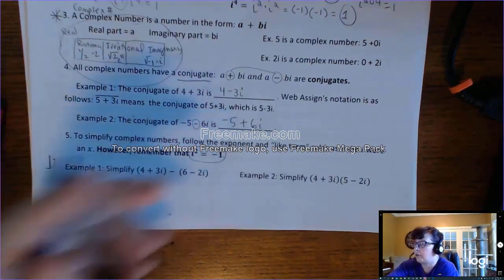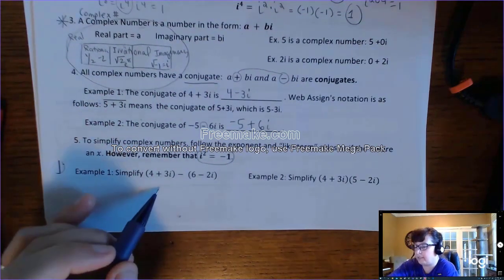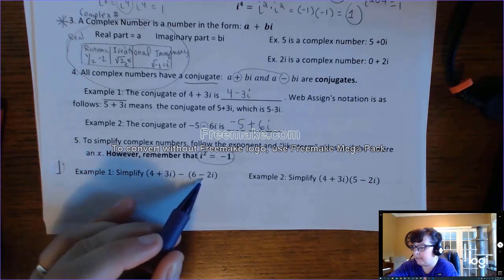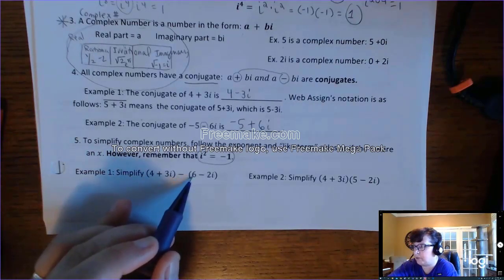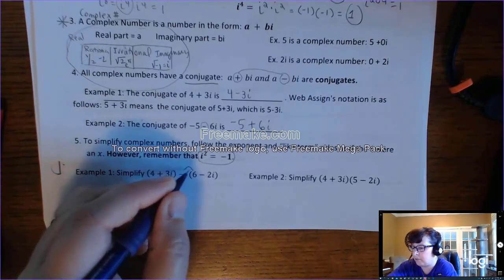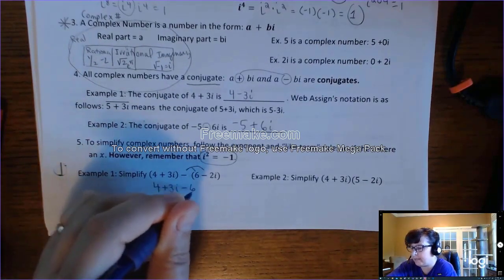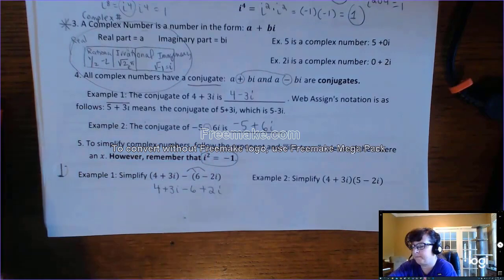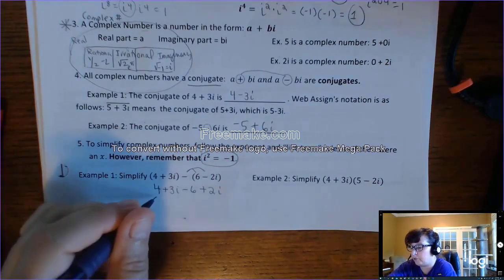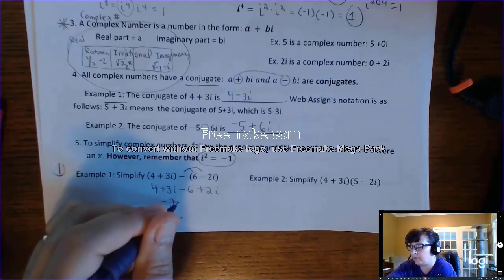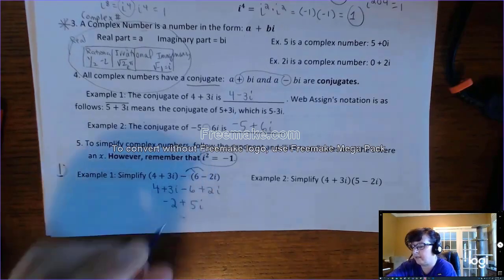Okay, so this gives us practice at adding and subtracting like terms. 4 plus 3i minus (6 minus 2i). That minus is in front of the parentheses, so it belongs to both terms. So that's 4 plus 3i minus 6 plus 2i. And then we add like terms. So 4 minus 6 is -2, and 3i plus 2i is 5i.